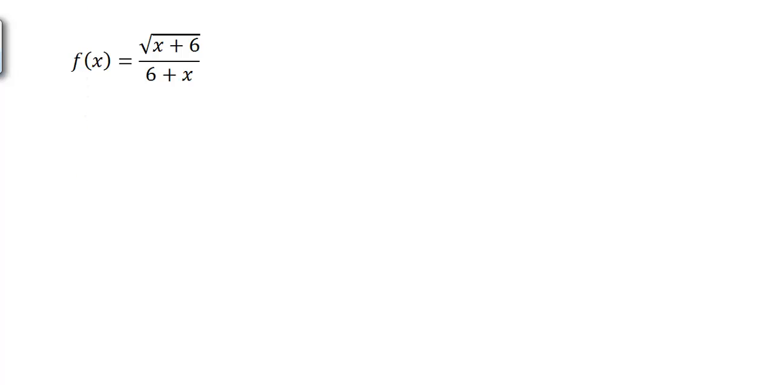So here we have our next example. We have f of x equals the square root of x plus 6 divided by 6 plus x. And once again, we want to find the domain. In this problem, we have two situations where we have the square root and we have a denominator. So first of all, if we take care of the square root, we know that x plus 6 must be greater than or equal to 0. So if we solve for x, then we get x is greater than or equal to negative 6.